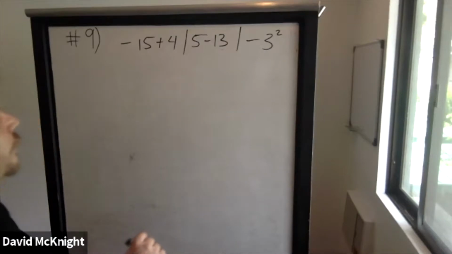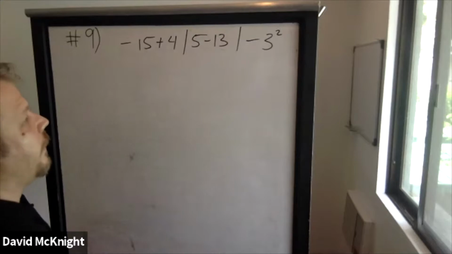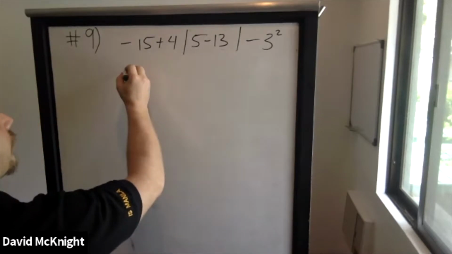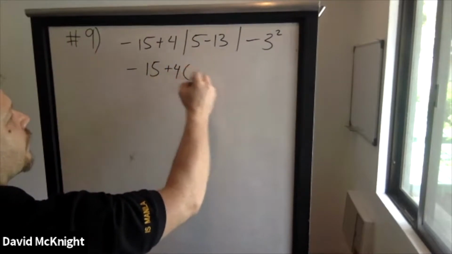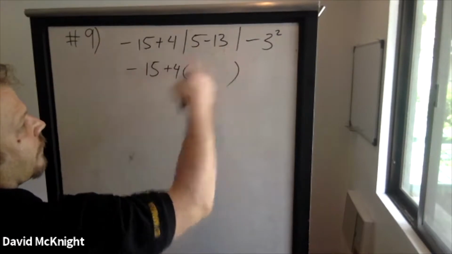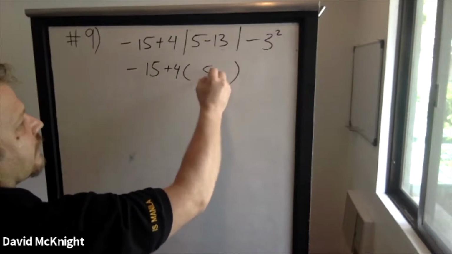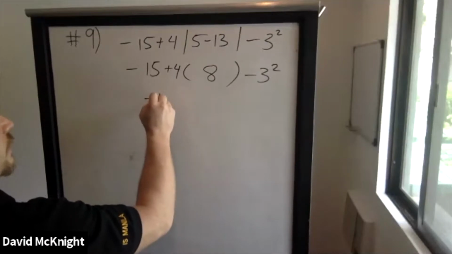be simplified first. You can see we have an absolute value bracket here. And that's a type of parentheses. So we're going to simplify that first. So minus 15 plus 4 times the absolute value of, this is going to be a negative 8. So the absolute value of negative 8 is 8. It's 3 squared. So minus 15.